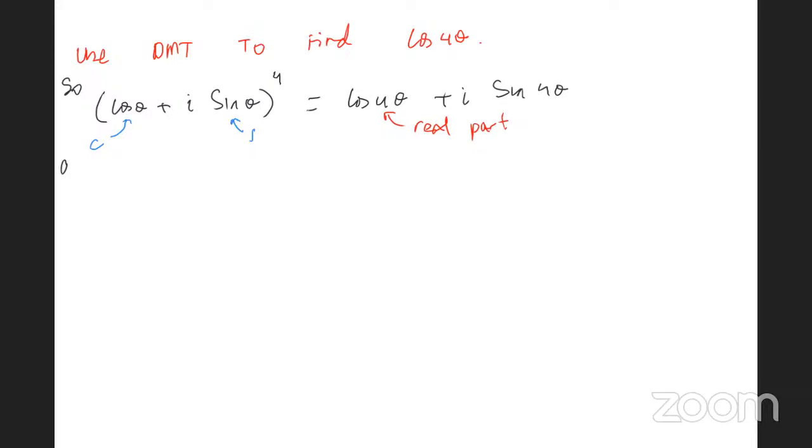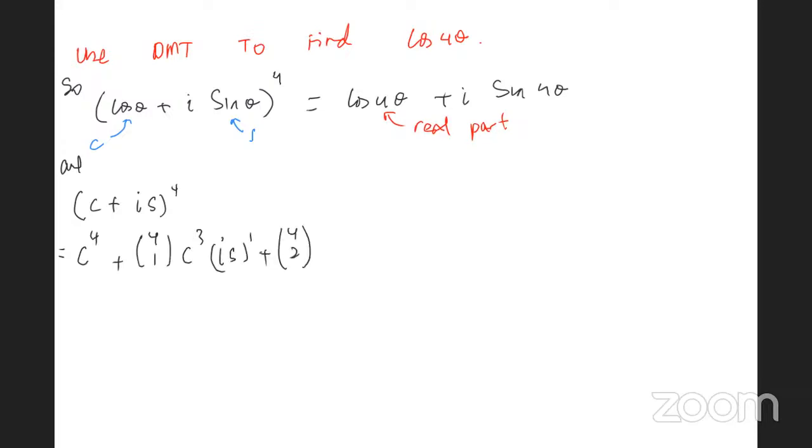So that will be C plus iS to the power of 4. That'll be C to the power of 4 plus 4C1 C cubed iS to the power of 1 plus 4C2 C squared iS squared plus 4C3 C iS cubed plus 4C4 iS to the power of 4.